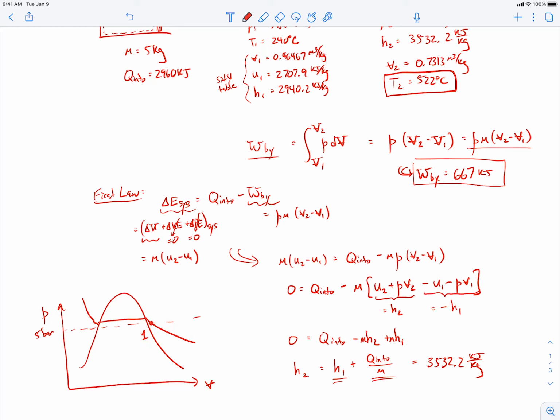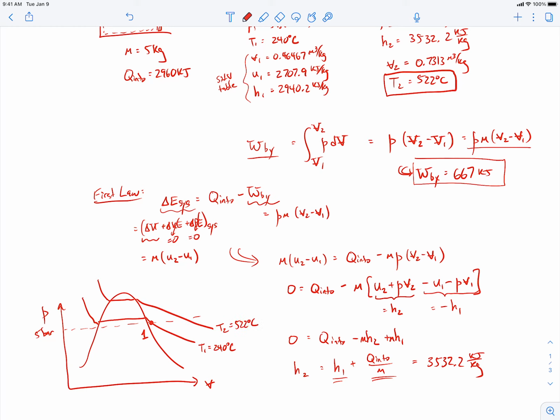So there's our state 1. This is T1, 240 degrees C. And T2 was 522 degrees C, so that's a higher temperature, so that isotherm will be above the first one. That's 522 degrees C, so our state 2 is there. And it's a constant pressure process, so we just move along horizontally from left to right. And then, of course, these are the specific volumes, V1 and V2. So you can see that specific volume for 2 should be larger than the specific volume for 1, which is indeed the case. There's V2, here's V1.